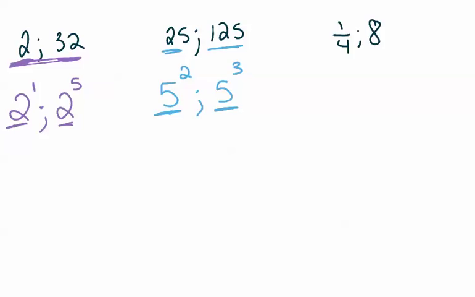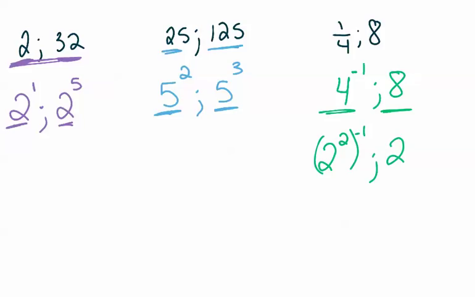Now, when I say smaller number, I am kind of excluding fractions because I want to try to have non-fraction bases only, because I think we're more comfortable with not having fractions. So when I look at the 1/4 and the 8, I'm going to change this to 4 to the negative first, and 8. And then I'm going to think about changing those bases, the 4 and the 8, to be the same. And I'm going to think, okay, well, 4 is really 2 squared, and now we have that to the negative first. And 8 is 2 to the 3rd.